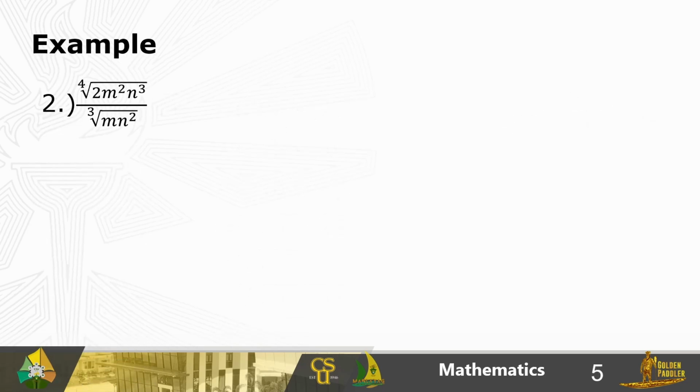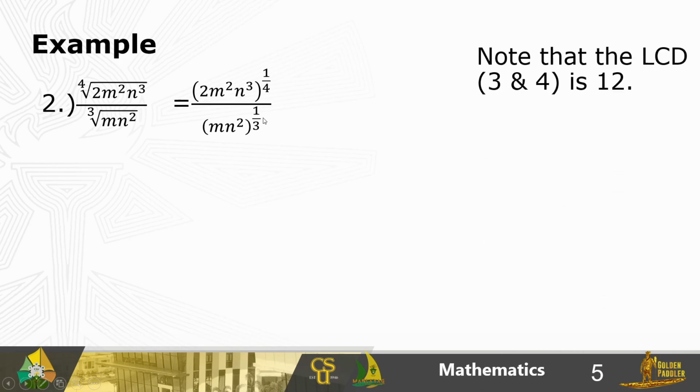Let's have another example in order for us to understand this part. We have the 4th root of 2m squared n cubed over the cube root of mn squared. Then we can rewrite this with exponents 1/4 and 1/3. The LCD for 3 and 4 is 12. Meaning, 12 divided by 4 is 3, times 1, so we have 3 over 12. Then 12 divided by 3 is 4, times 1, so we have 4 over 12.